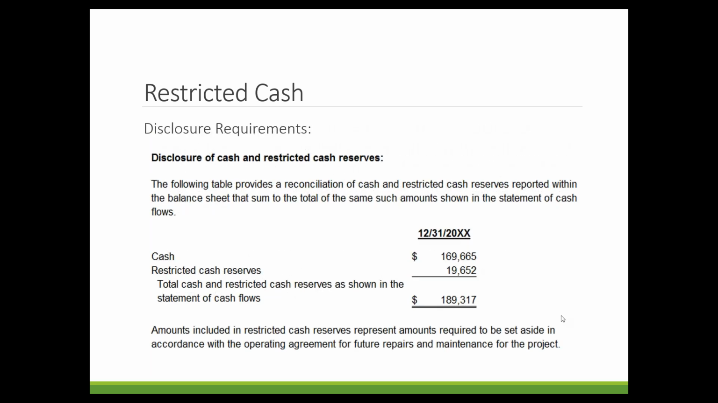And what does that look like? Well, usually something like this, where you've got your cash, your different types of restricted cash, and then that total matches the total cash and restricted cash reserves shown in the statement of cash flows.